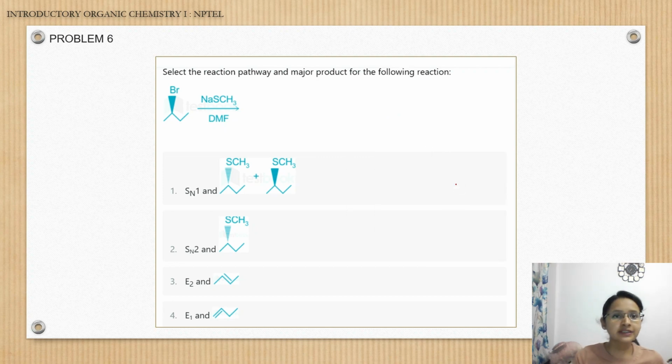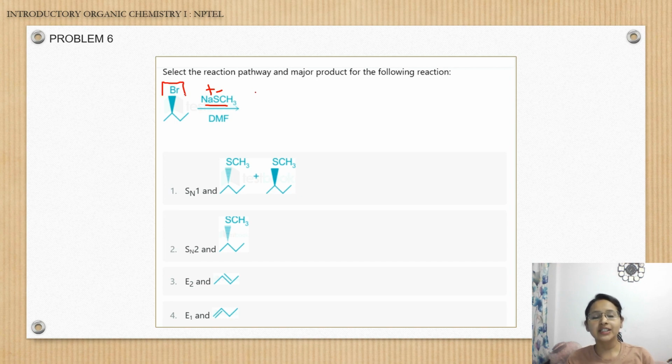So in problem number 6, what they are asking now is to select the reaction pathway and the major product formed for the following reaction. So now you have to identify the reaction and select the reaction pathway as well as the product which is getting formed. Here I have told you that this sodium is having a positive charge and this sulfur is having a negative charge.